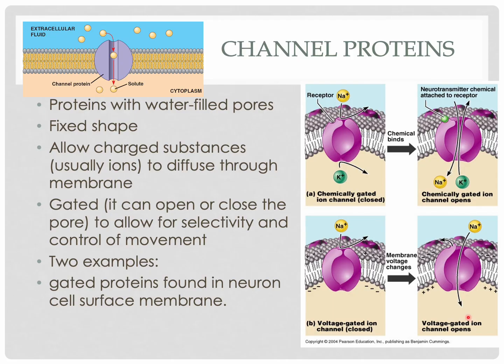There are channel proteins that require energy, but those would fall under active transport, and active transport moves against a concentration gradient. We'll get into this in more detail later, but the sodium ions are going to move across the channel protein, and then they have to be restored back to the outside of the cell, and that's done through active transport.